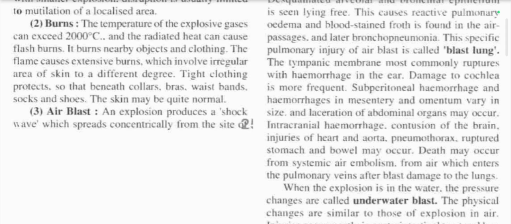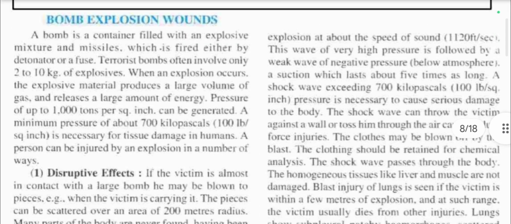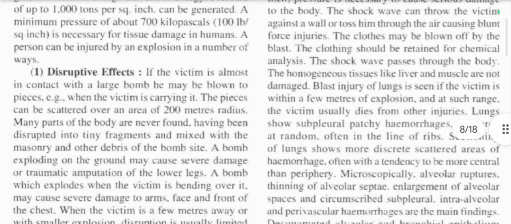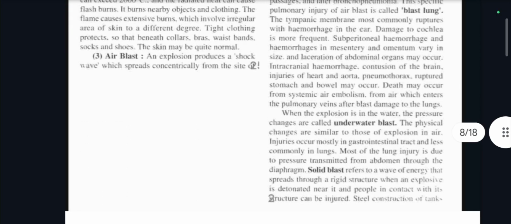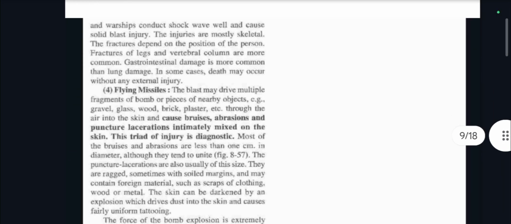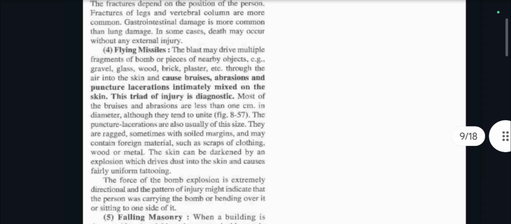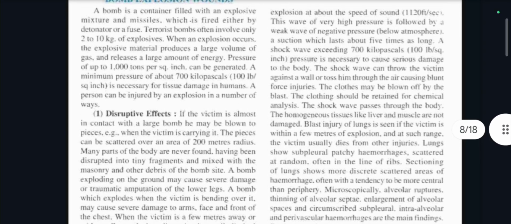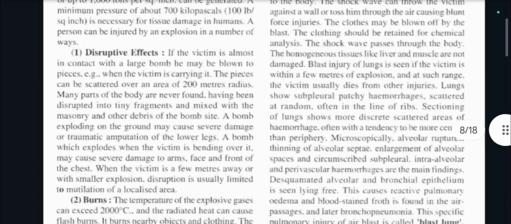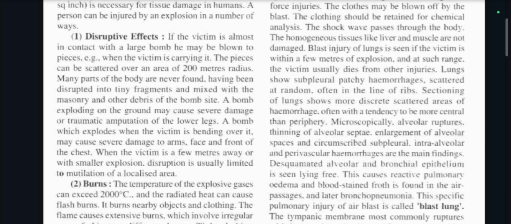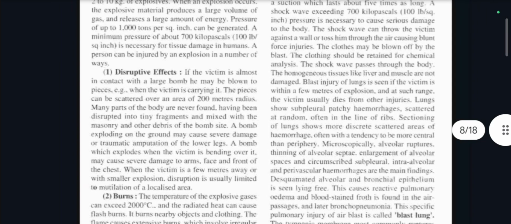So these are the points under the effects, or what do we say? The damage caused by the bomb. So there are how many types? In total we are going to learn about 6 types. 6 types of what? 6 types of effects of the explosion. Or say there are 6 ways in which a person can be injured by a bomb.